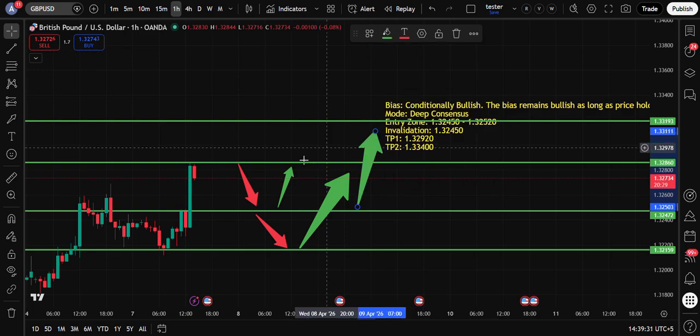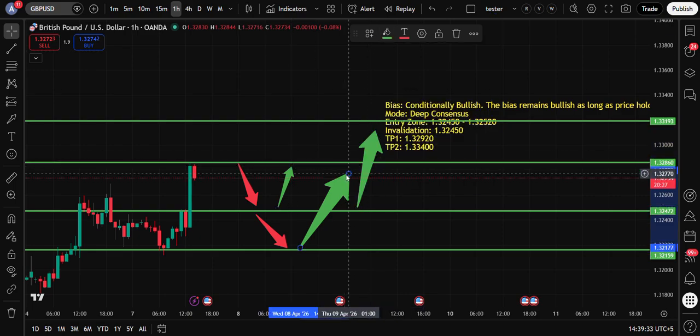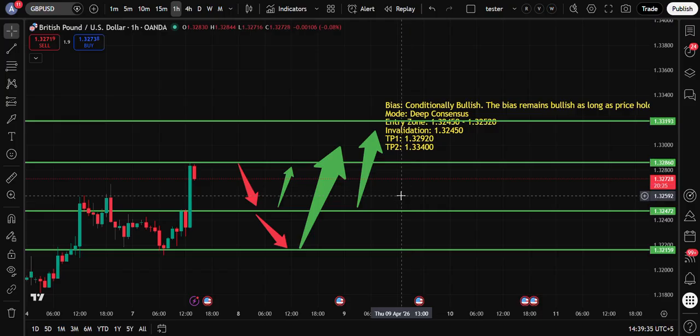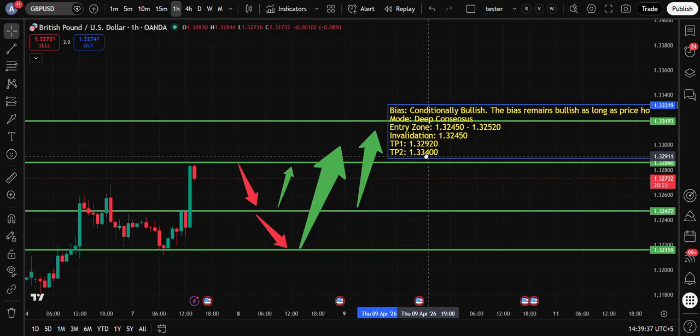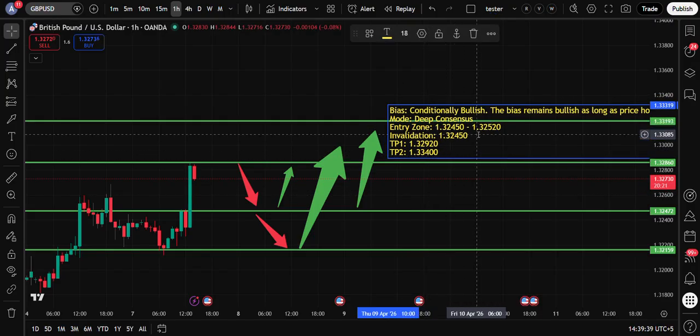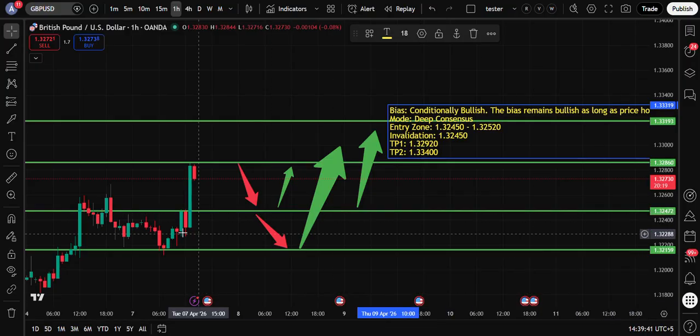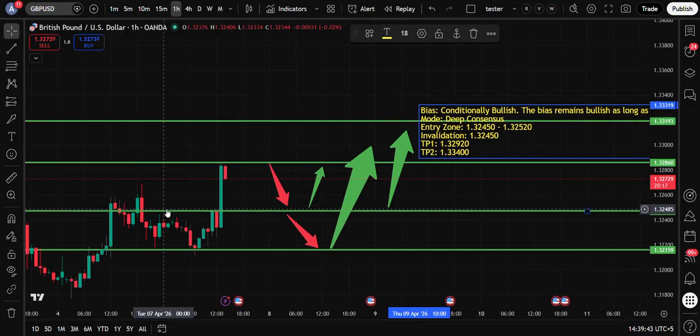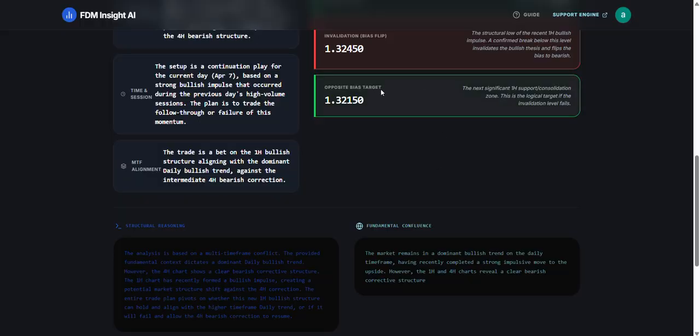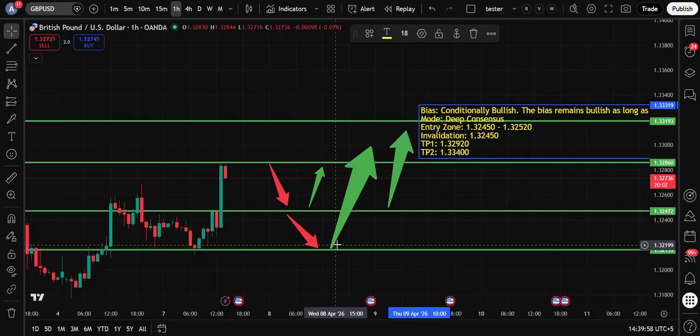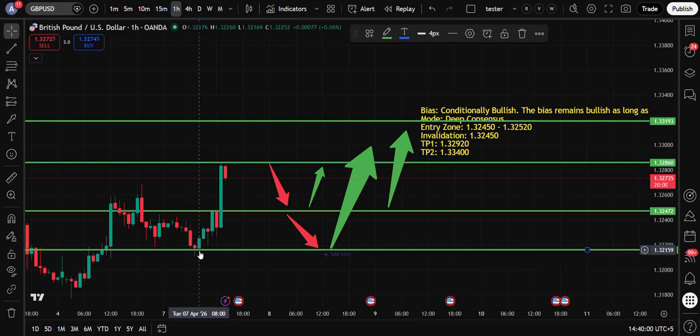Let's see what the AI has to say about that. Okay, the AI is buying as long as the price stays above 1.32450, and I agree with that. It's using this resistance area as anticipated support. If it holds, it's bullish, and if it breaks, its counter bias target is 1.32150. Okay, totally the same as mine.